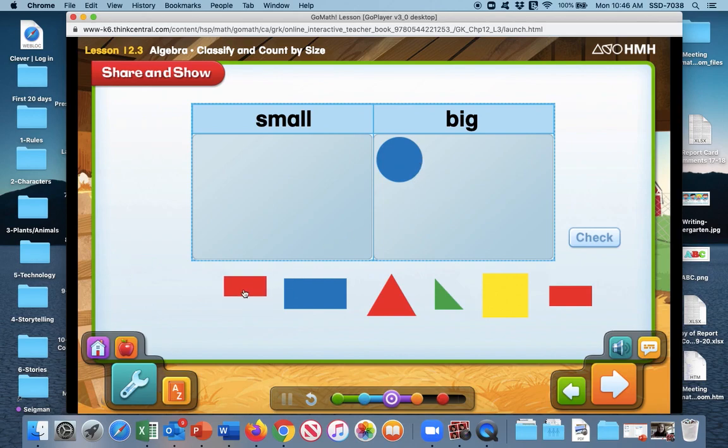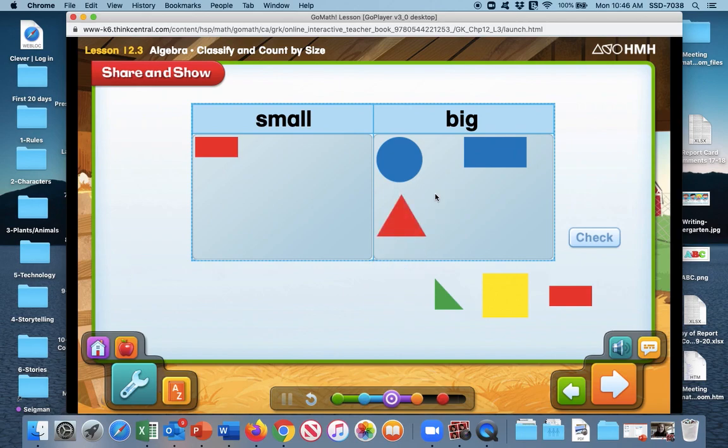This one, small or big? I would think that one is a small one. I'm going to put it there. This one definitely is not small because it's bigger than this one. So we'll stick it over here. This one, big. This one, small. How about this one? If you guessed big. And how about this one?